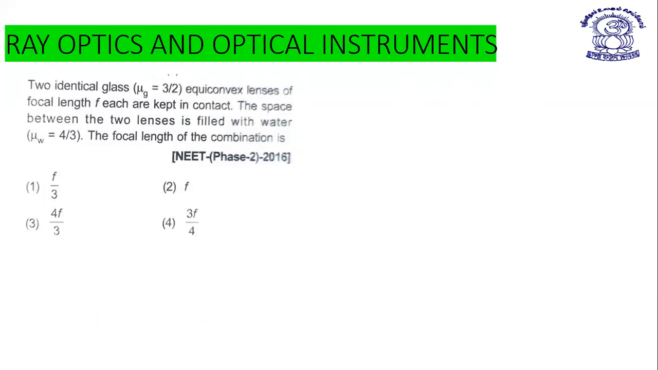The next question, it was asked in NEET 2016. Two identical glass equiconvex lenses of focal length f each are kept in contact. The space between the two lenses is filled with water. What is the focal length of the combination? The question is of same method. You can pause the video and try it by yourself, and then afterwards come again and see the solution.